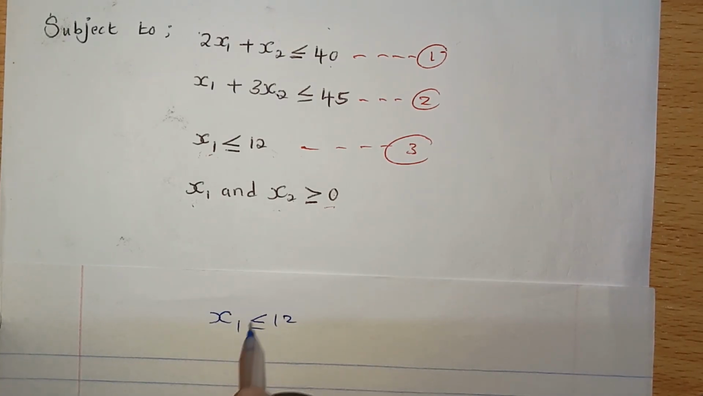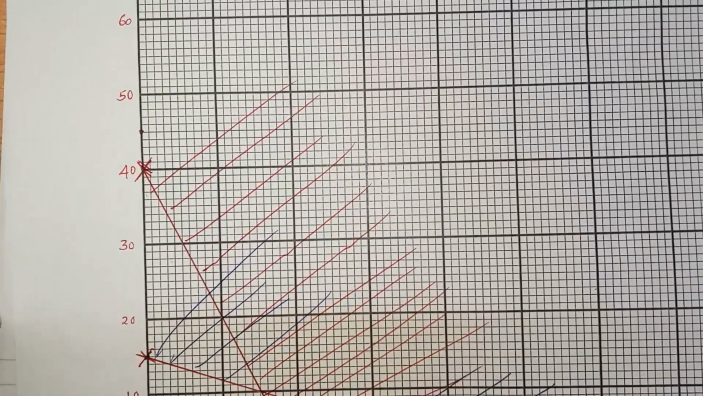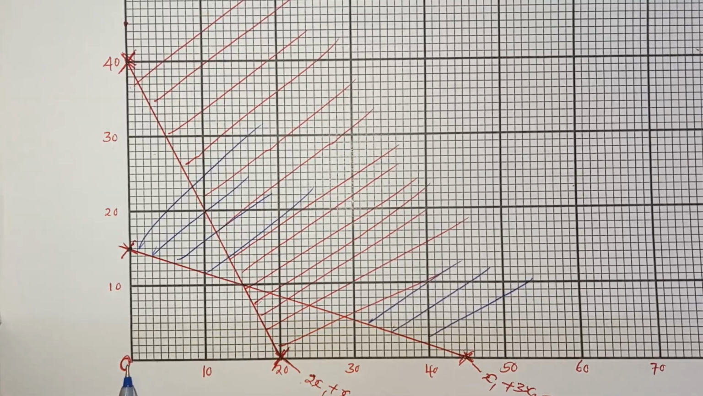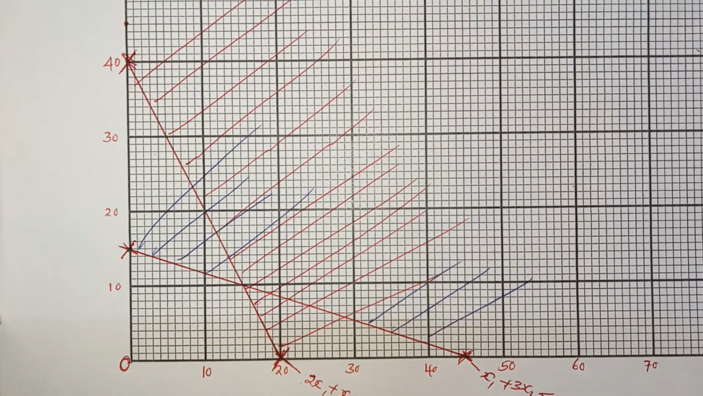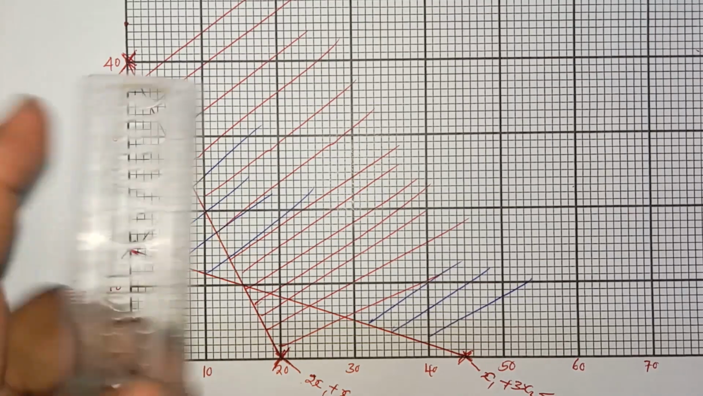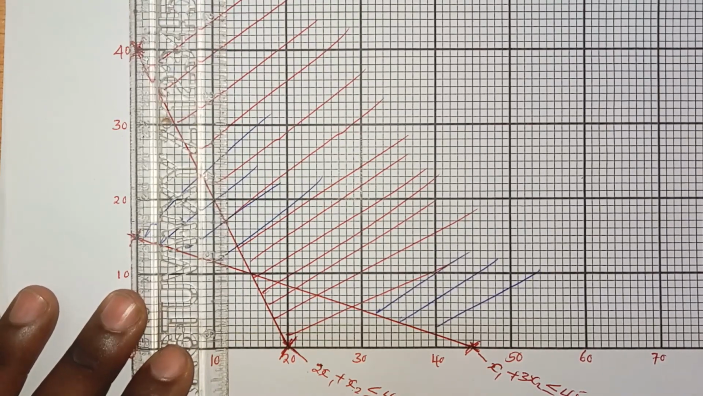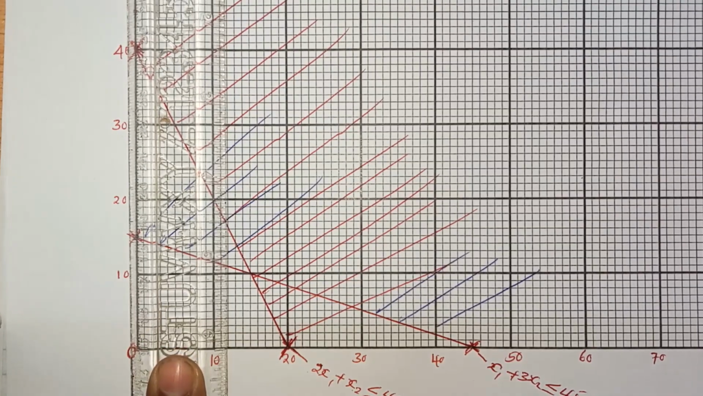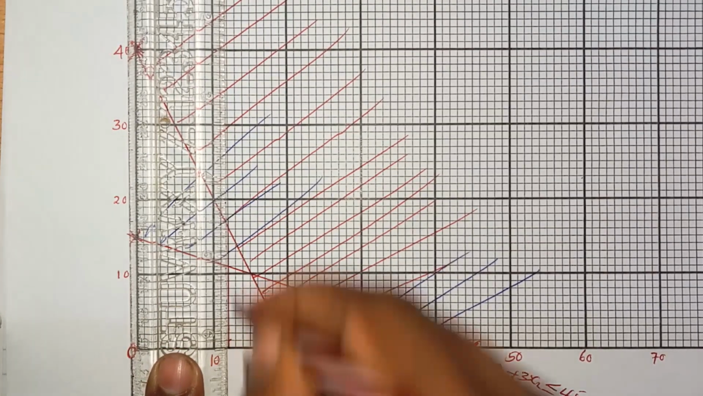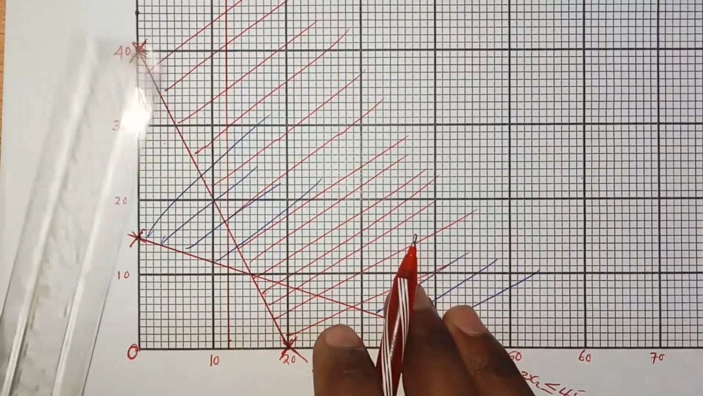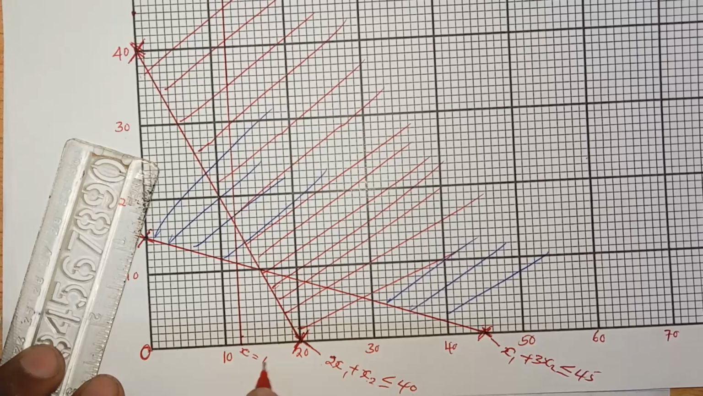So we change the inequality to equality. So x1 is equal to 12. So we go to our graph. I told you the horizontal axis stands for x1. So where x1 equals 12 is where we are going to draw our line. So this is 10, 11, 12. So meaning the line which is x1 equals 12.